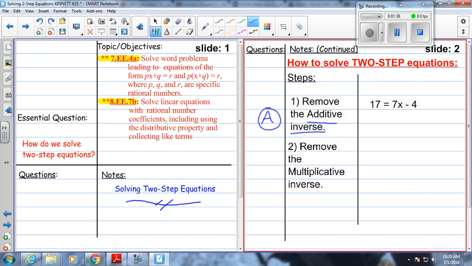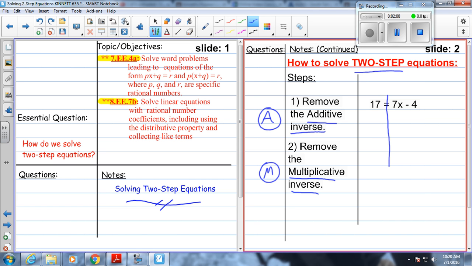So if you do not know what an additive inverse is, or you think you know what it is, remember, that means go learn it. Go find out what it is. And while you're there, look up multiplicative inverse as well. We're going to use the letter M whenever we use the multiplicative inverse step. So the first thing we have to get rid of when we only have two operations is the additive inverse, and then we remove the multiplicative inverse.